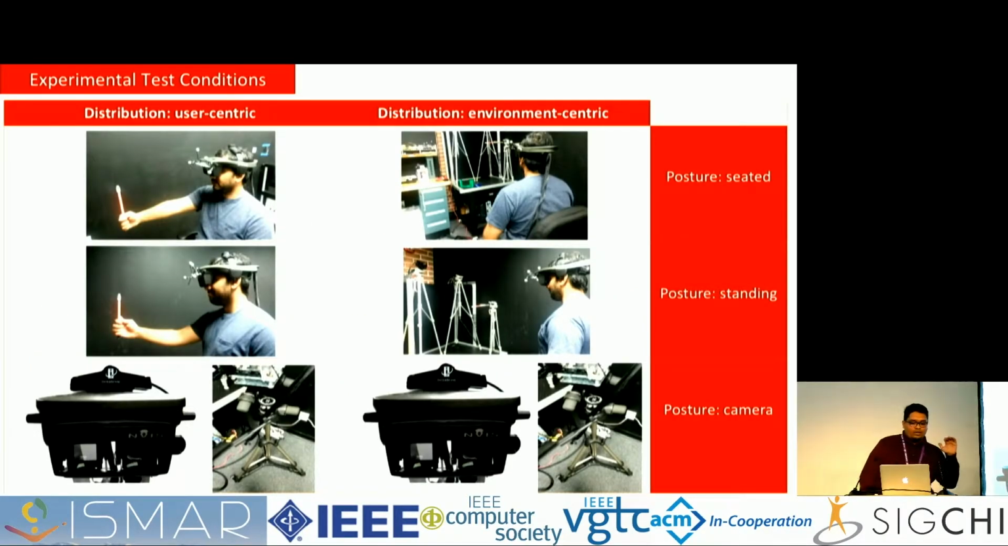This is the total design of our experimental test conditions. We have user-centric distribution, we have environment-centric distribution, and 3 postures: seated, standing, and camera. The third one is actually a control condition, where a camera is mounted to a head-mounted display and a tripod to perform the calibration. In total, we have 6 experimental test conditions. 4 experimental test conditions were performed by the human, while there is postural sway. And the 2 conditions are where there is no postural sway and the calibration was performed by the camera.